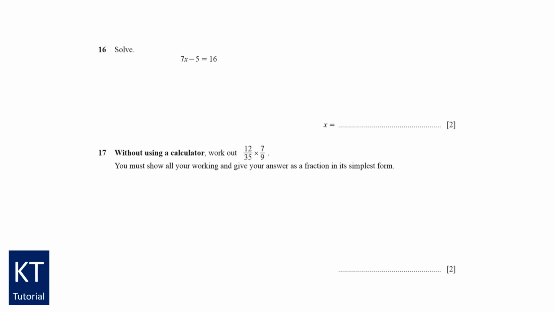Question 16. Solve 7x minus 5 equals 16. In following through the working, x is equal to 3. Question 17. Without using a calculator, work out the product of the two fractions. In following through the working, the answer is 4 over 15.